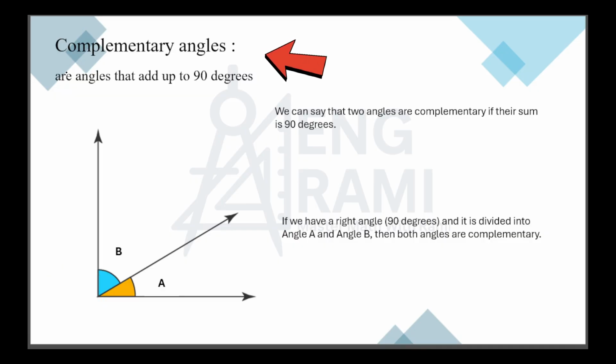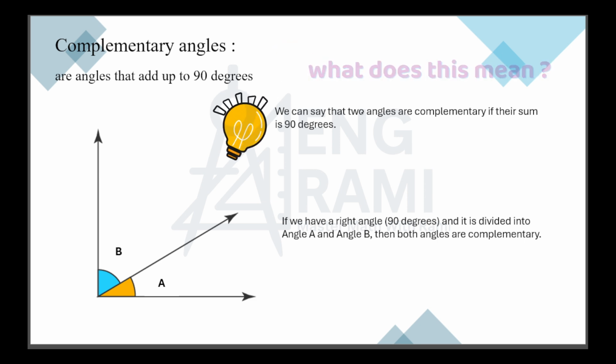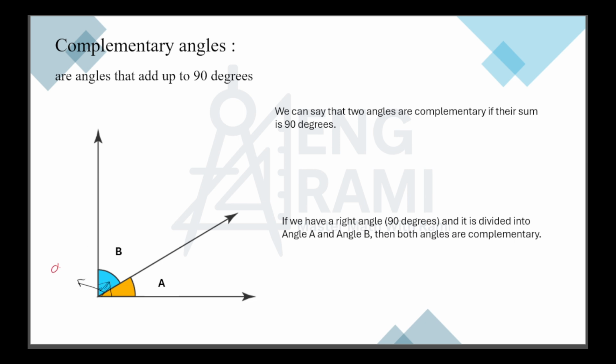Complementary angles are angles that add up to 90 degrees. We can say that two angles are complementary if their sum is 90 degrees. As you can see here, we have a right angle. This is a right angle. That means this is 90 degrees. We can say that two angles are complementary if their sum is 90 degrees.